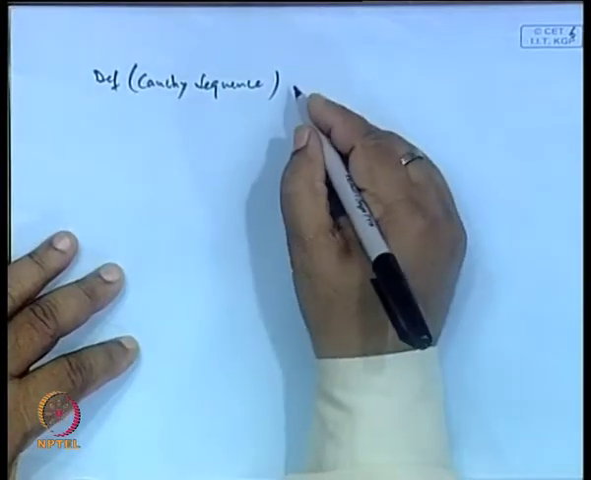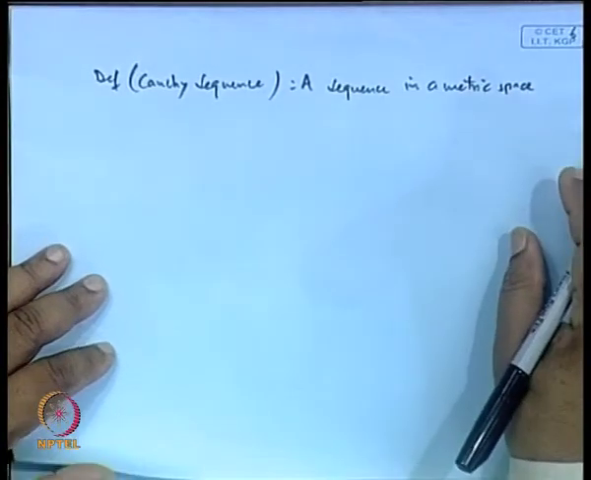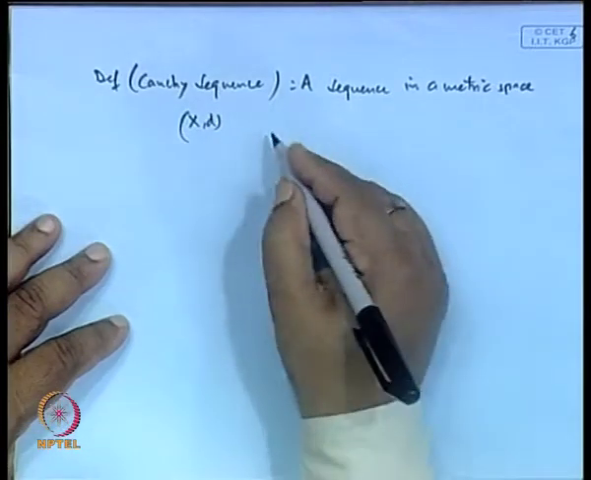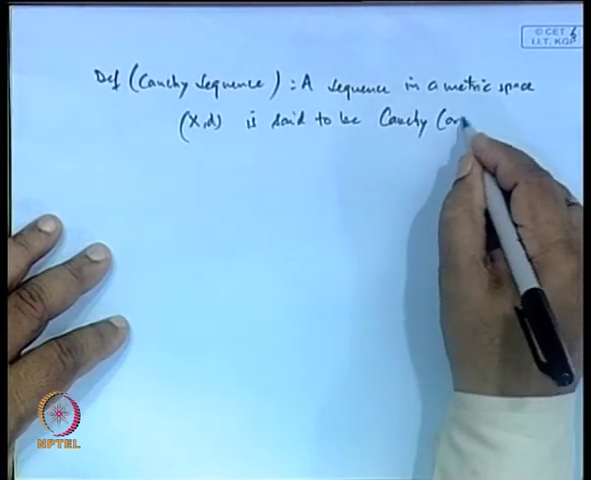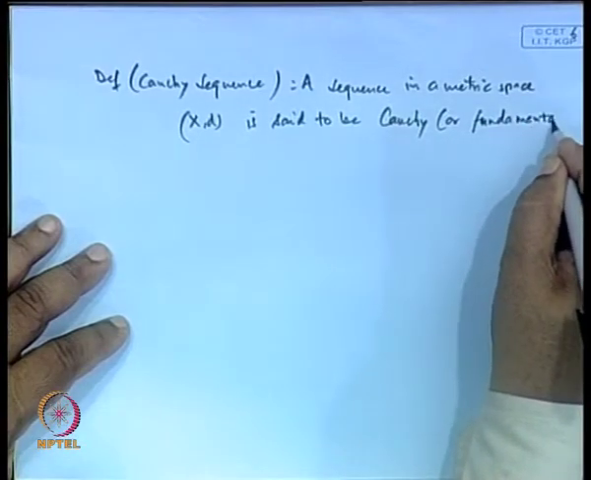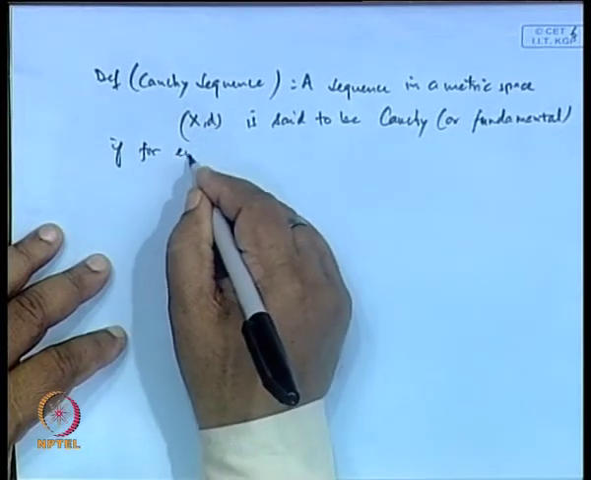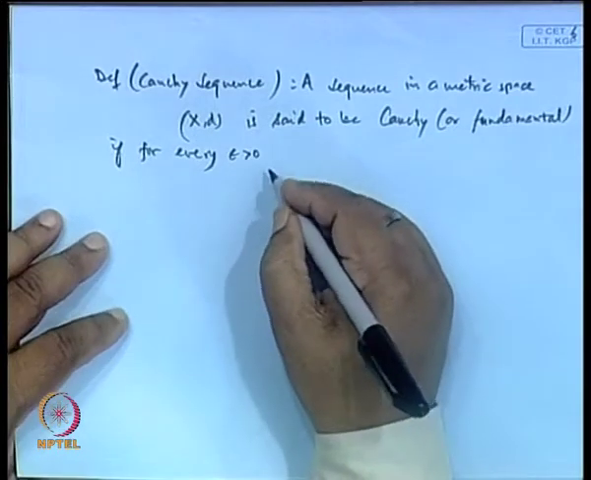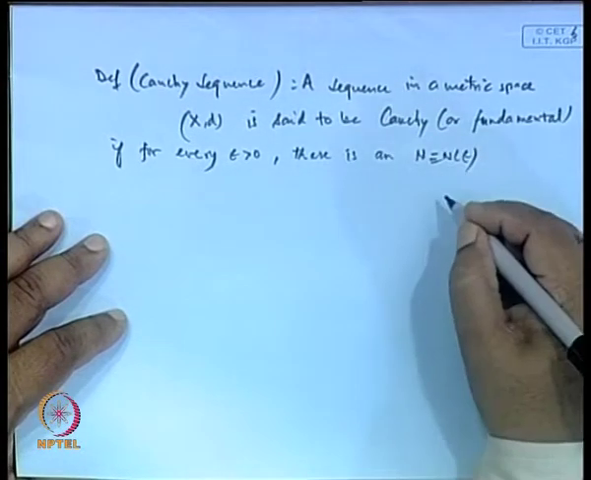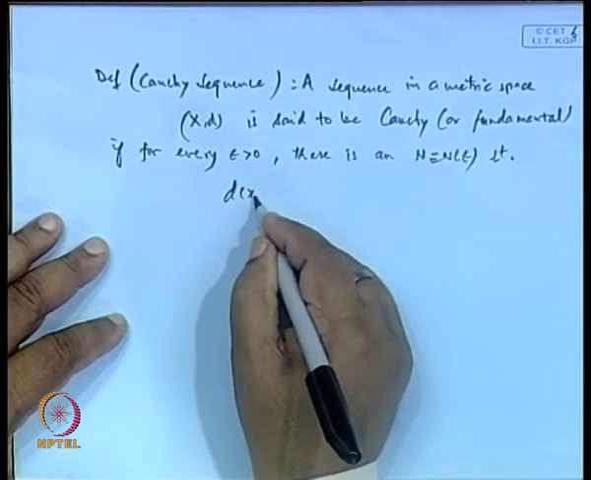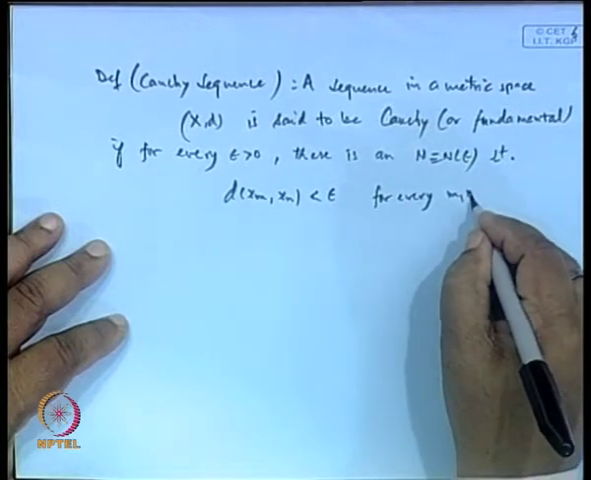A sequence in a metric space X, d is said to be Cauchy, or we also say a fundamental sequence, if for every epsilon greater than 0 there is an N depending on epsilon such that the distance d of x m comma x n is less than epsilon for every m, n greater than N.